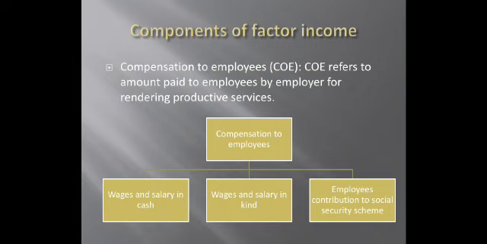Here is the chart which shows the components of compensation of employees: wages and salary in cash, wages and salary in kind, and employers' contribution to social security schemes. Students, wages and salary in cash includes all monetary benefits like wages, salaries, bonus, dearness allowance, commission, etc. Wages and salary in kind includes all non-monetary benefits like rent-free home, free car, free medical and educational facilities, etc. The imputed value of these benefits should be included in national income.